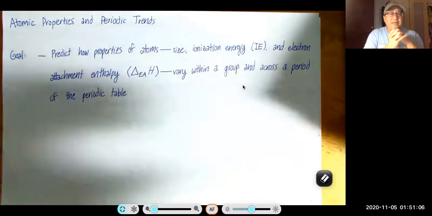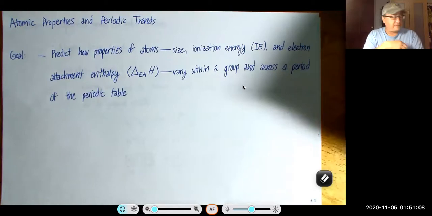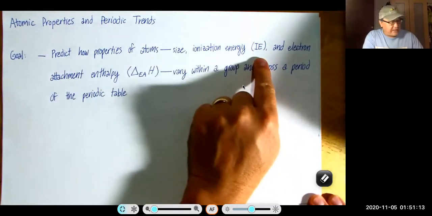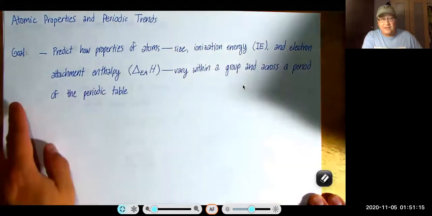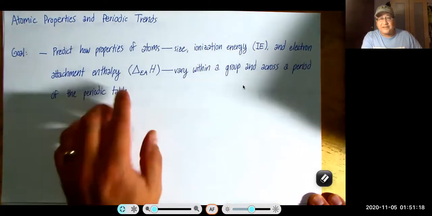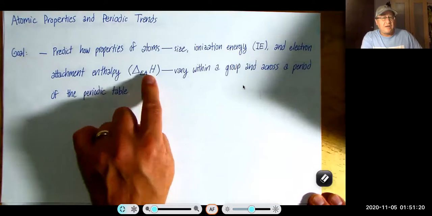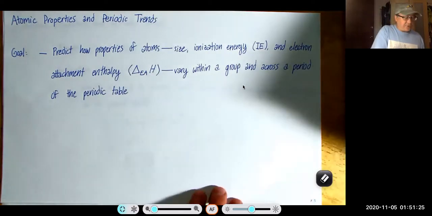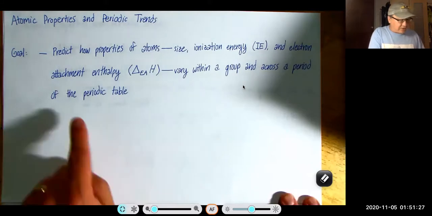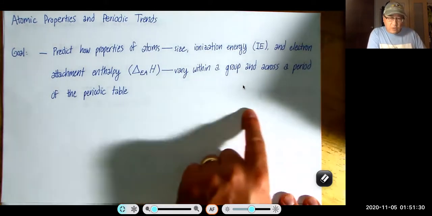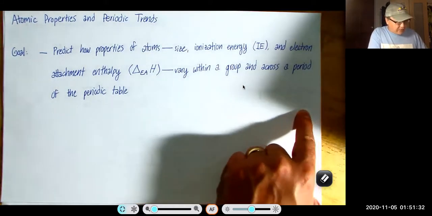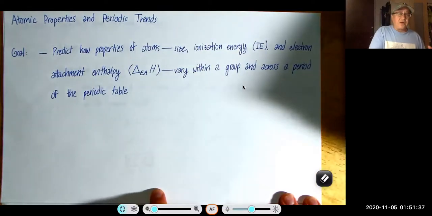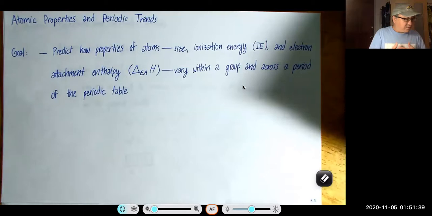The goal is to predict how properties of atoms, size, ionization energy, which is abbreviated uppercase I, uppercase E, and electron attachment enthalpy, which is abbreviated as delta EAH, vary within a group and across a period of the periodic table. So it's important to remember that periods are these horizontal rows and groups are these vertical columns on a periodic table. So we want to know how these vary, and we want to know the reason why.